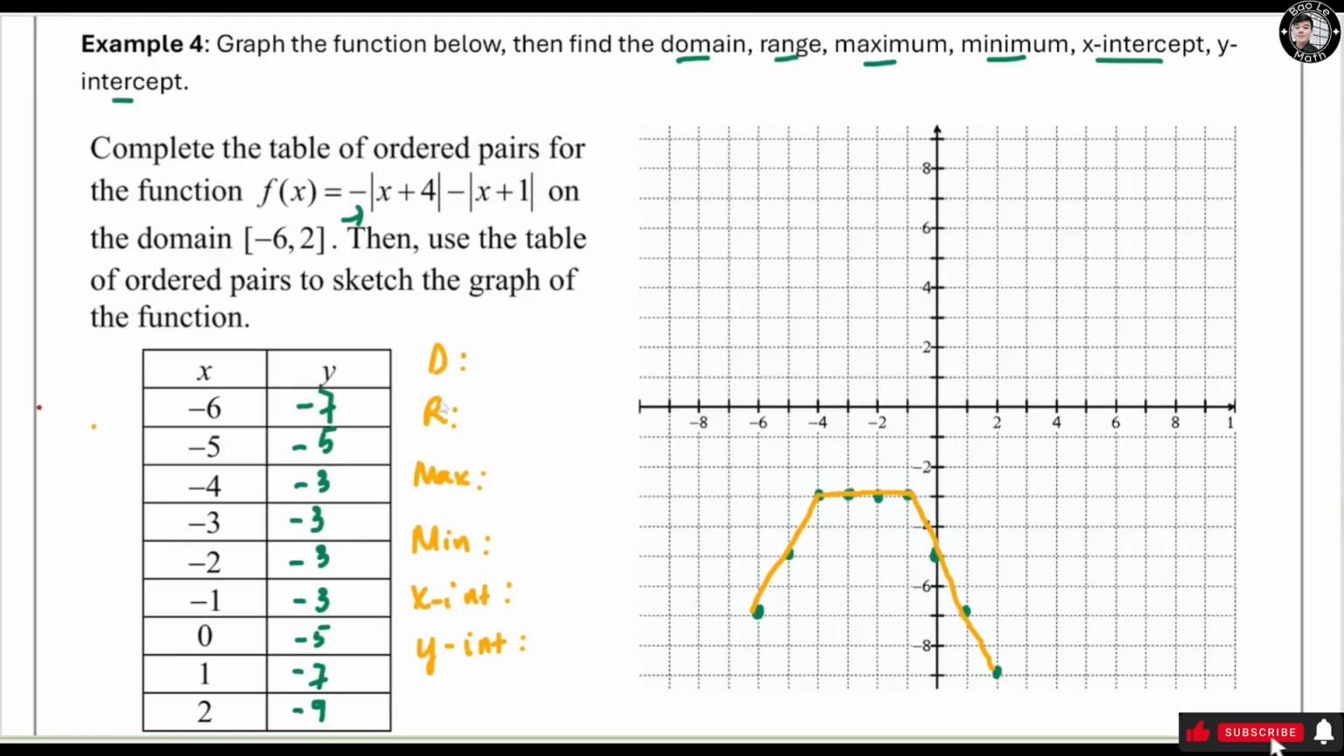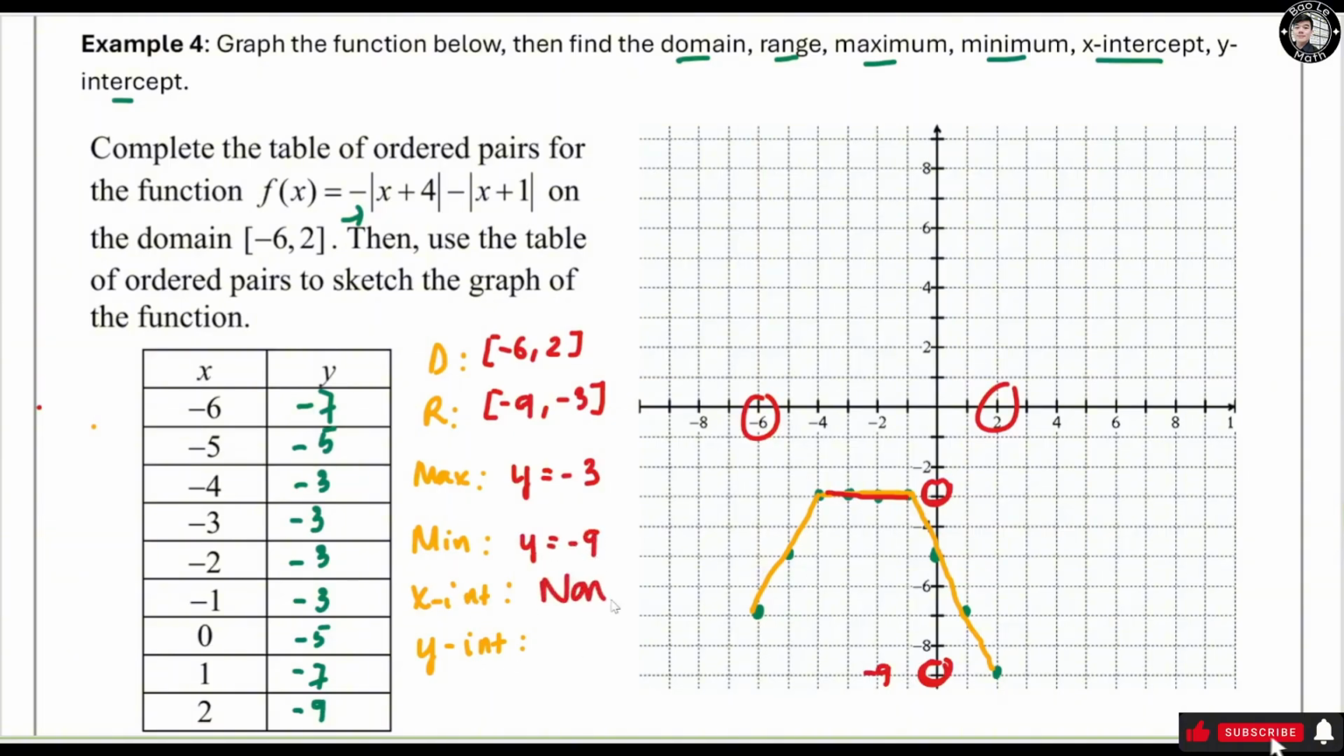Now, we need to find the domain, range, maximum, minimum, x-intercept, and y-intercept. Alright, domain is going to be from negative 6 to 2, right? Range should be from negative 9 to negative 3, right? The maximum is negative 3, right? Right here. The minimum is right here, negative 9, right? The x-intercept, none, right? The y-intercept is right here. It's going to be negative 5.